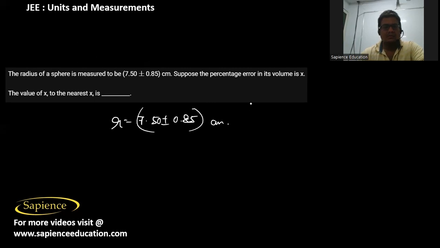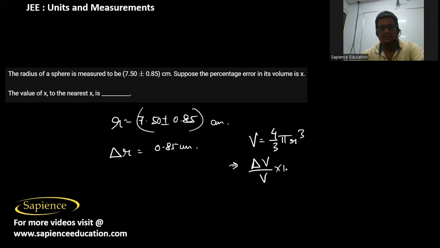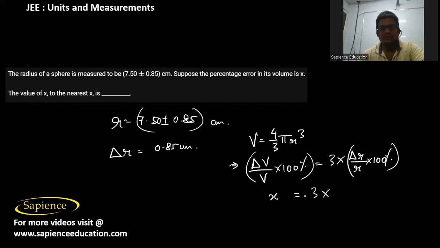Suppose the percentage error in its volume is x, the value of x to the nearest integer is. Okay, so here the absolute error in the radius is 0.85 centimeter. Now volume, as you know, is equal to 4 by 3 pi r cube for a sphere. So therefore the percentage error in the volume, that is delta V by V into 100, will be equal to 3 times the percentage error in the value of the radius of the sphere. So x will be equal to 3 into delta r, which is 0.85 centimeter by 7.50 centimeter into 100%.